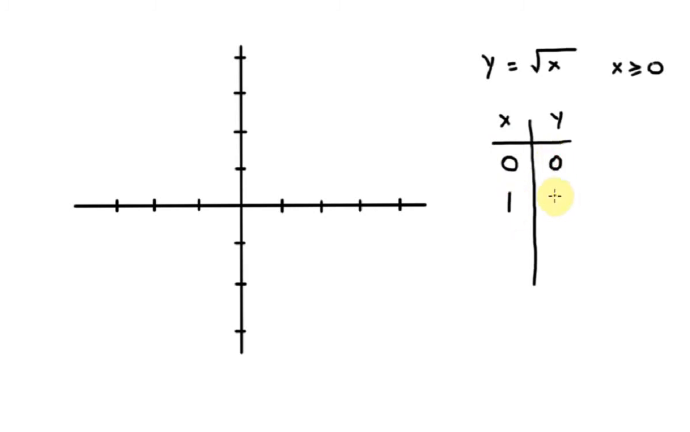Then maybe a 1 is a good choice. Square root of 1 is 1. And then probably the next really good choice is 4, because the square root of 4 is 2. So it all starts here at 0, 0. Then I have 1, 1. And then I have 4, and then up 2. So I get this kind of a curve.